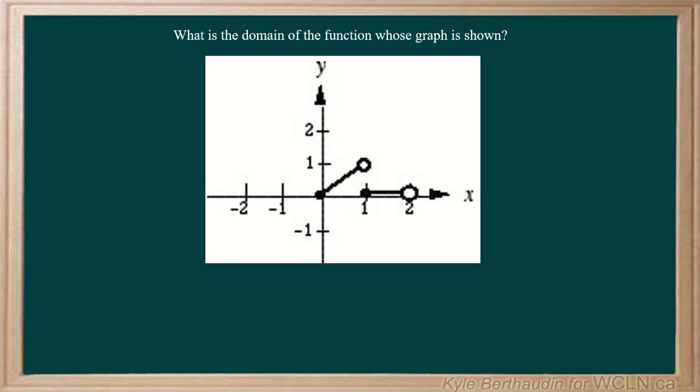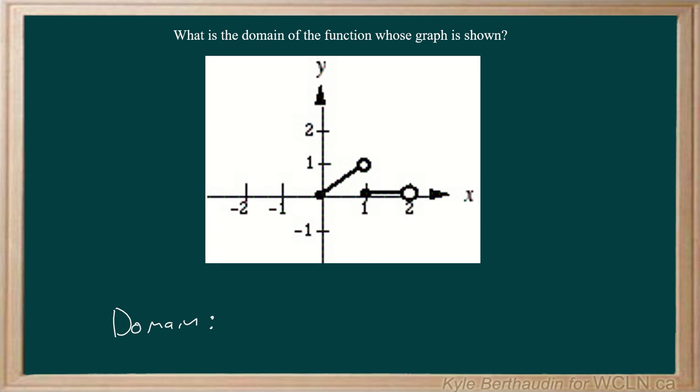What is the domain of the function whose graph is shown? Recall that domain describes all of the possible x values that a function can have. So looking at the function in our graph here, there's a couple things going on.